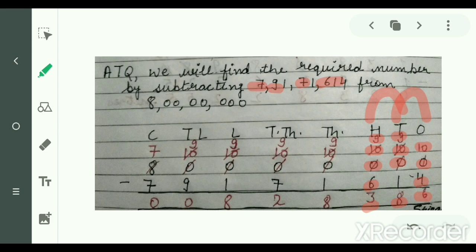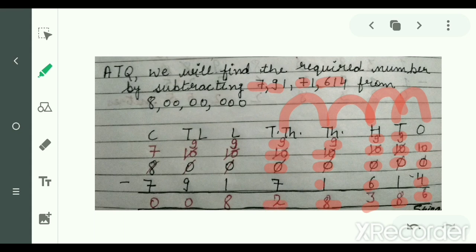At thousand place similarly 0 is less than 1. So this 0 has become 10 here, and this 10 has also become 9 because it has given borrow to the digit at the hundred place. So 9 minus 1 here we have 8. At 10,000 place also we have 0 minus 7. This operation is not possible. So 0 has become 10 here, and this 10 has given borrow to the digit at the thousand place. So this 10 has become 9 here. So 9 minus 7 here we have 2.